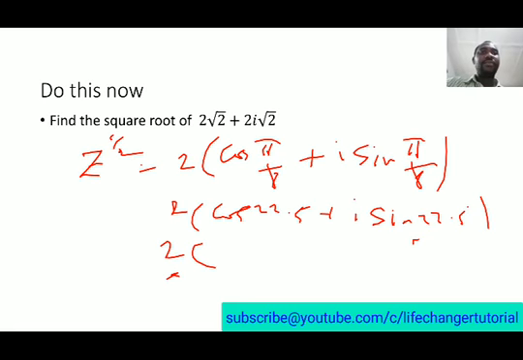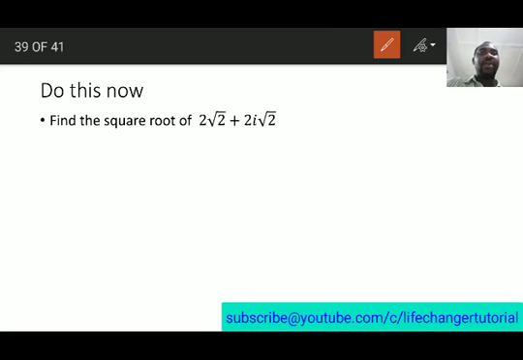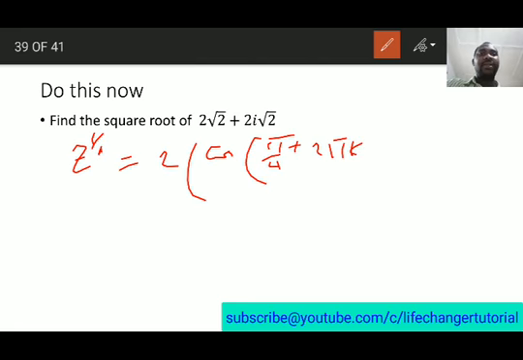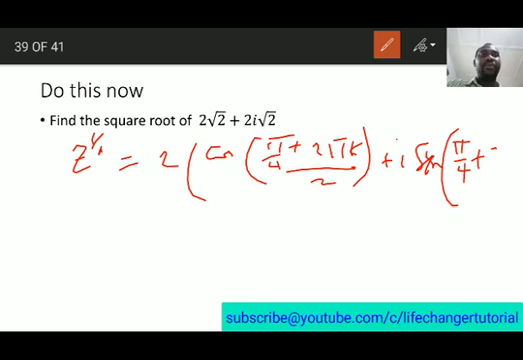Remember, we had that z raised to power 1 over 2 is equal to 2 into cos theta plus i sine theta. We already know what theta is. So your theta is pi over 4 plus 2 pi k all over 2, plus i sine pi over 4 plus 2 pi k, all over 2.